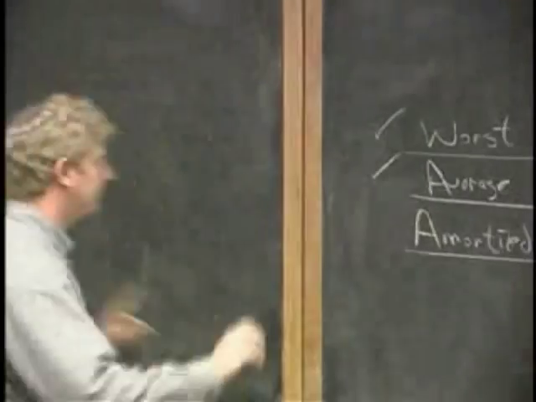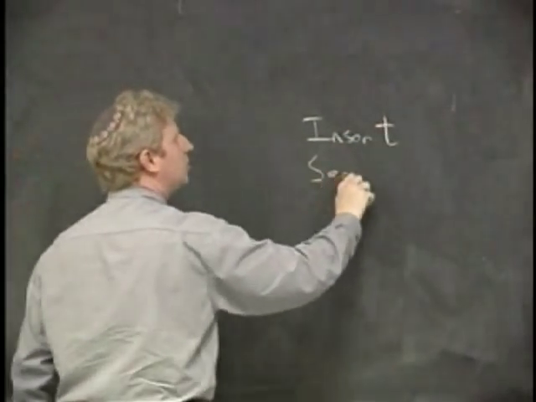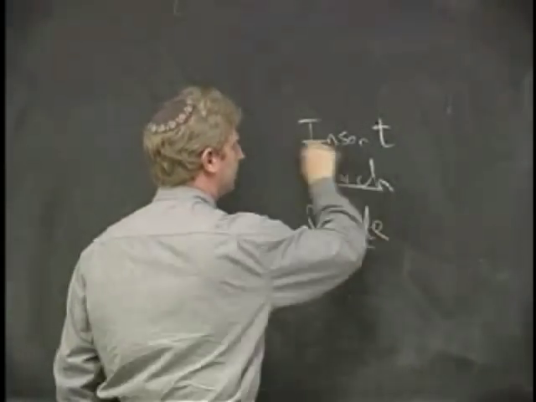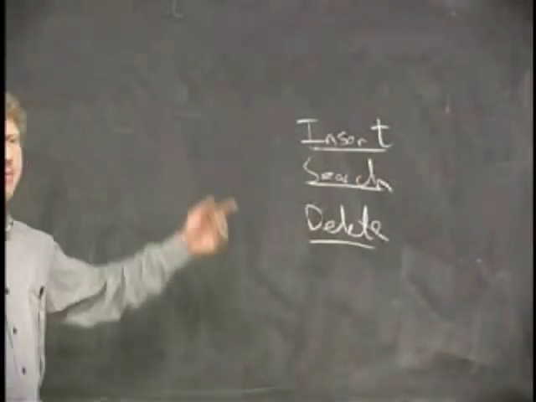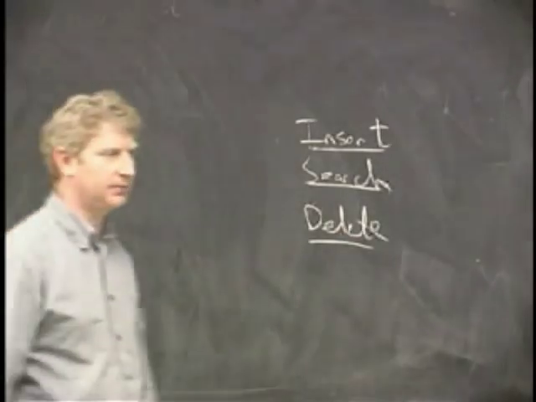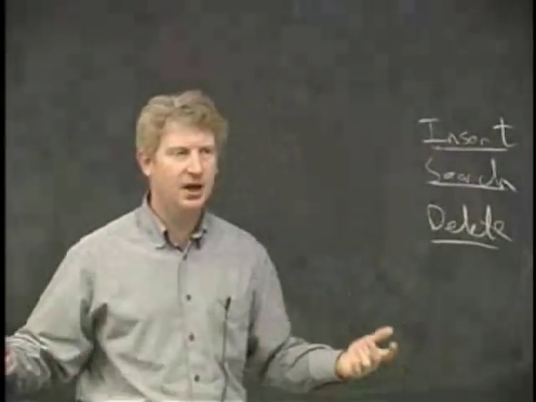Let's say you have a data structure that lets you do the following things. It lets you insert, it lets you search, and it lets you delete. OK, so these are the methods of your object or your data structure. Inserting, deleting, and searching. Searching will tell you yes or no. Inserting puts a new data element in. Deleting takes the data element out.